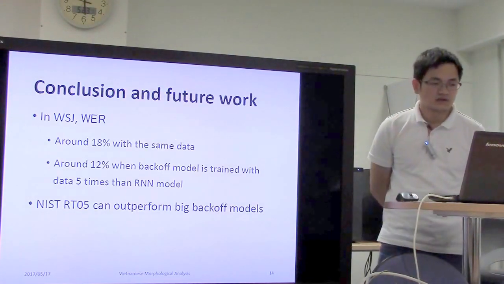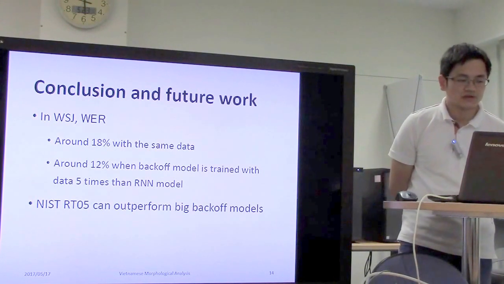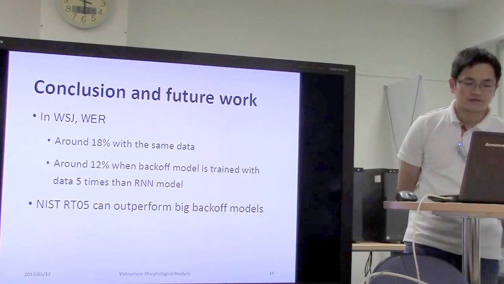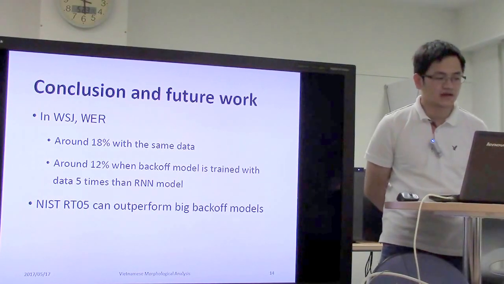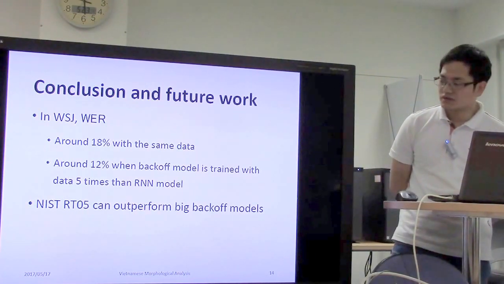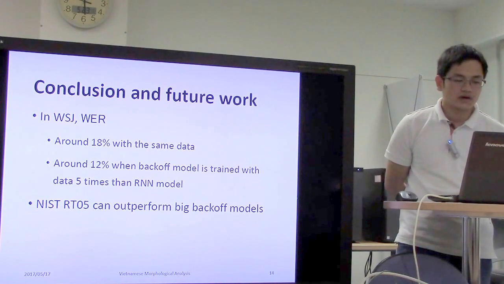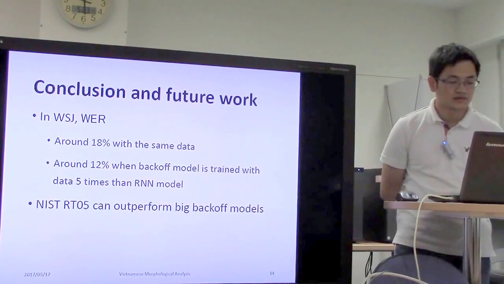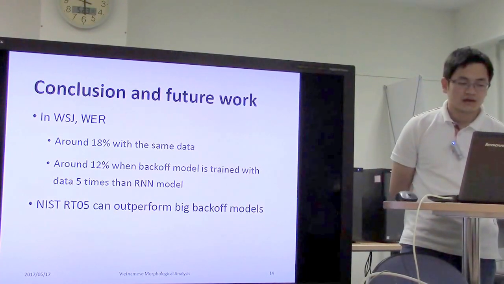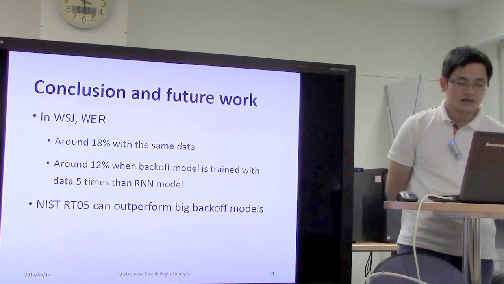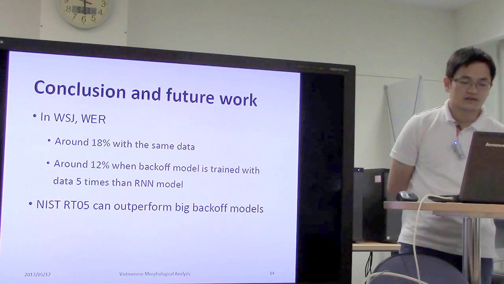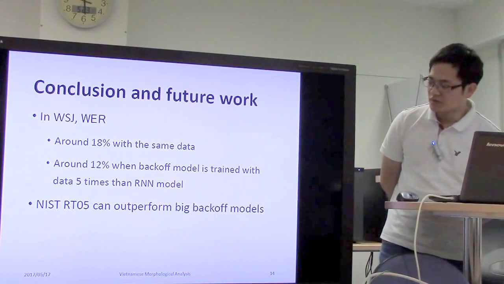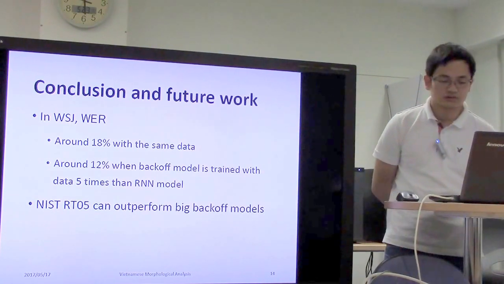So I go to the conclusion and the future work. In this paper, they show that the word error rate is reduced by about 18% with the same data, and it is around the same when the backoff model is trained with 5 times more data than the recurrent neural network. And in the NIST data, this can outperform the big backoff model.